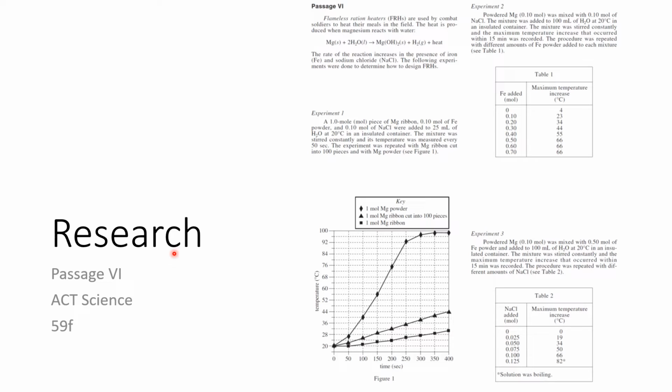Passage 6 is a research passage in ACT Science 59F. We know it's research because we see experiment 1, experiment 2, experiment 3. So we know we're looking at the different experiments.